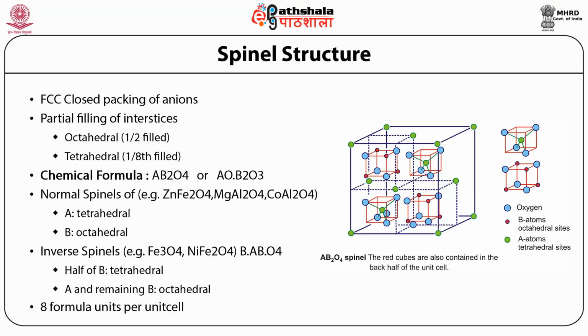So you can see on the right hand side, the figure shows the structure. Moreover, it is a spinel structure with formula AB2O4. So here the blue circles correspond to oxygen atoms, the red circles correspond to B atoms at octahedral sites and green atoms correspond to tetrahedral sites with A atoms.